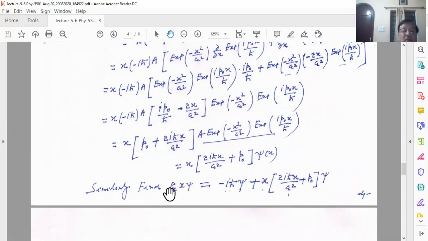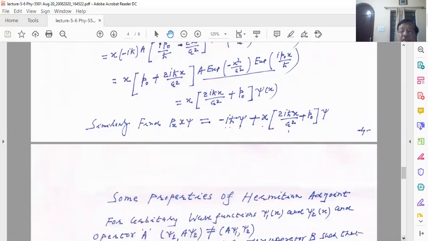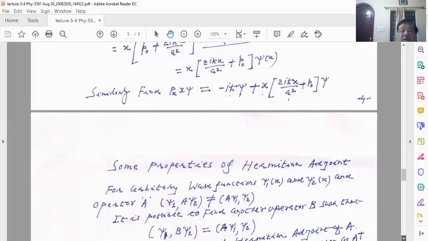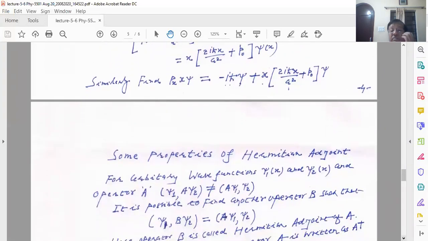You can do these computations after this class is over. Please verify this answer. I have given the direct answer. The steps are not mentioned here. Now let us go to the next step, and today we will see some properties of Hermitian adjoint.